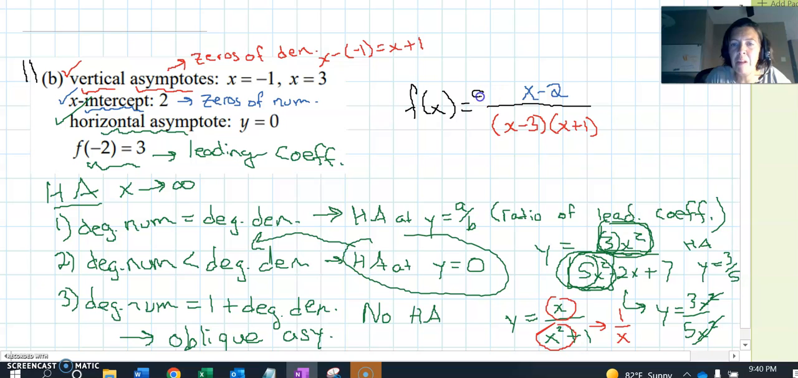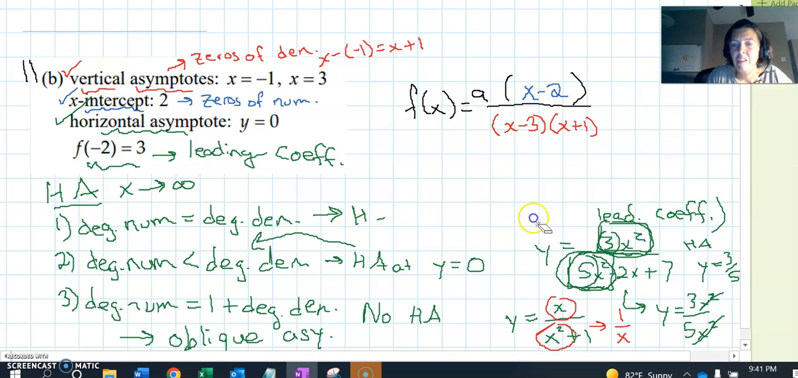We can multiply this function by anything, and we would still have a horizontal asymptote at y equals 0, vertical asymptotes at x equals 3 and x equals negative 1, and an x-intercept at 2. All of that would be true with any number out front. So this is where we use, and I might need to erase a little bit here, that function value f of negative 2 equals 3.